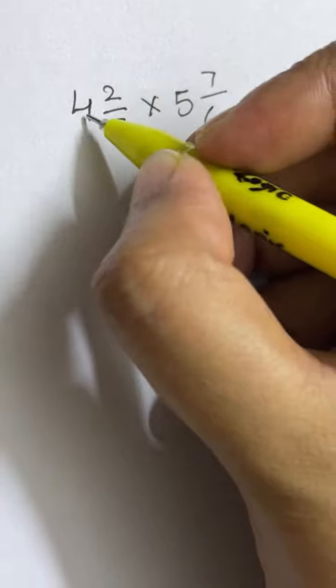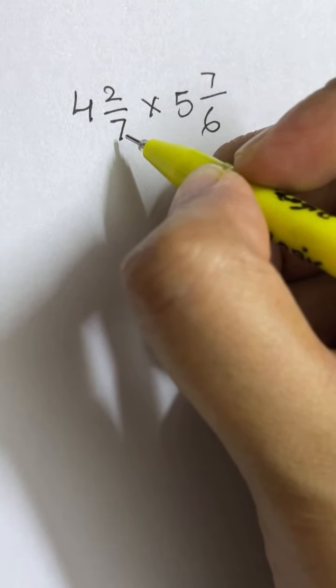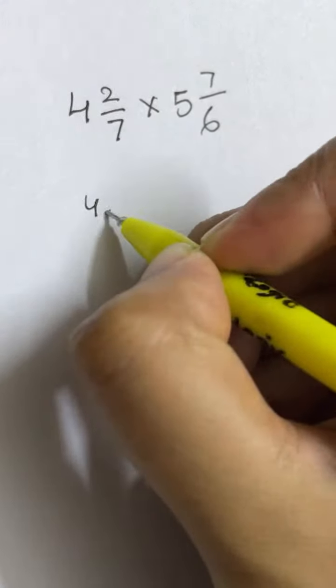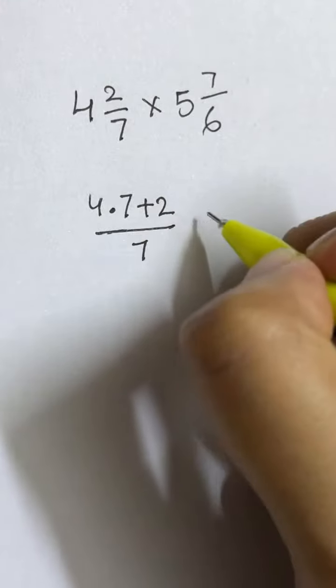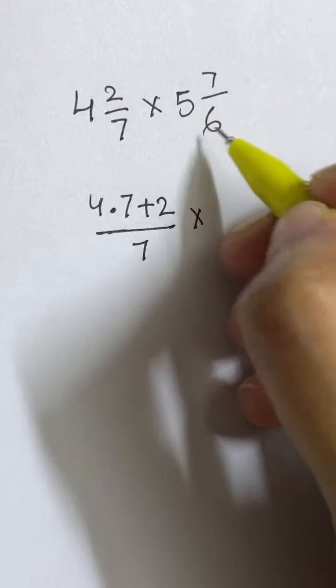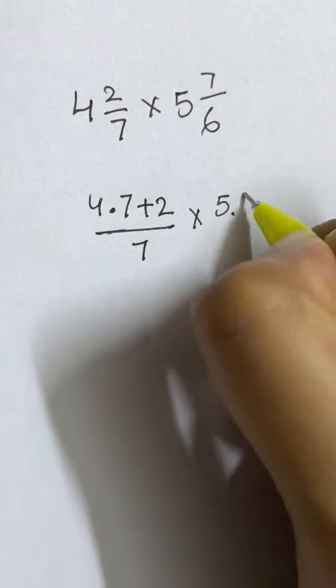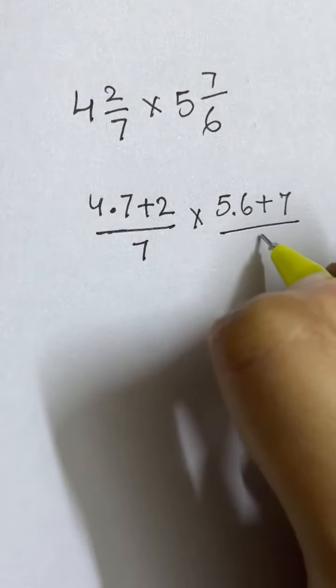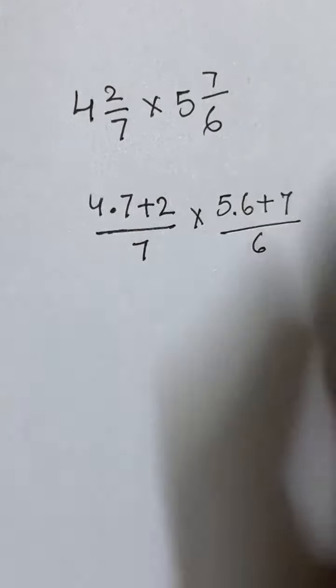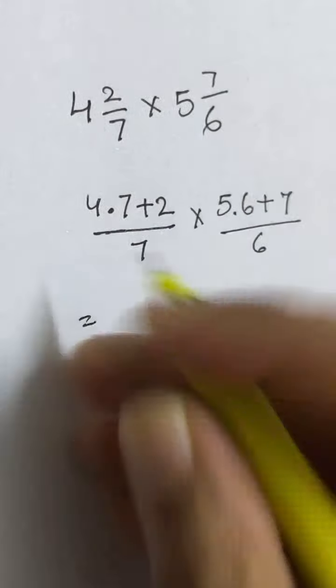So basically we do 4 times 7 plus 2 over 7, the denominator is always the same, times 5 times 6 plus 1 over 6, the denominator remains the same. And so now we are going to calculate that.